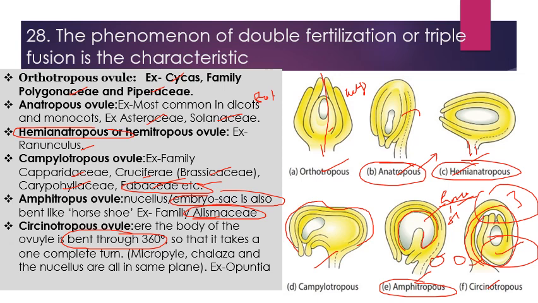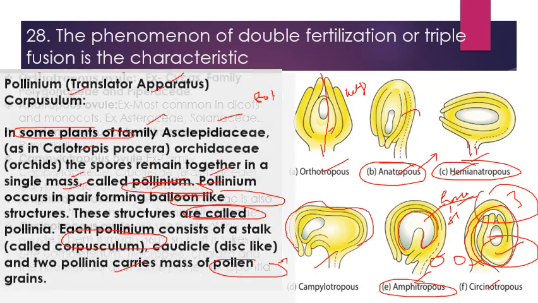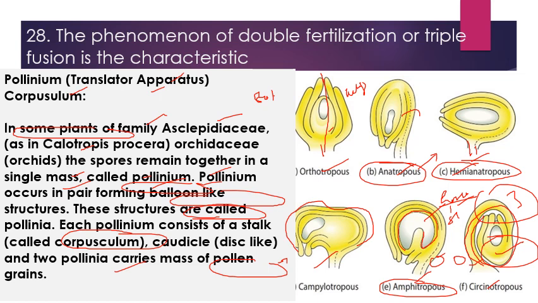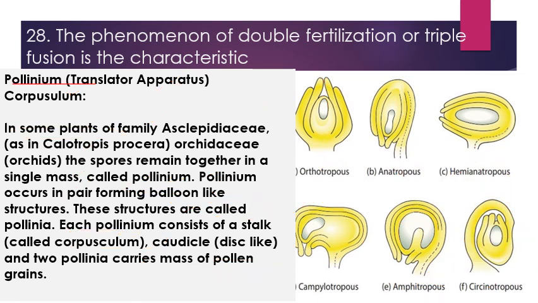is bent through 360 degrees so that it takes a complete turn. So the funiculus takes a complete turn, and the ovule gets bent at 360 degrees. Here micropylar cells and the nucellus all are in the same plane. It occurs in Opuntia, the cactus.